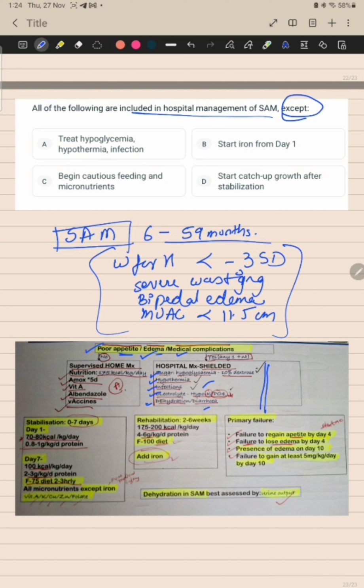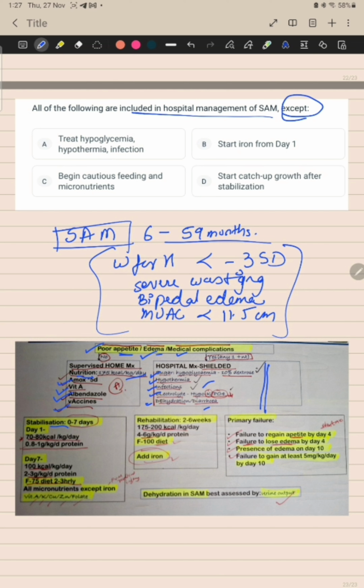So what we do in home management, we start nutrition 175 kilocalories per kg per day. We give amox for 5 days, vitamin A, albendazole and vaccines. What we do in hospital management of this patient, there are two phases. One is stabilization phase and one is rehabilitation phase.